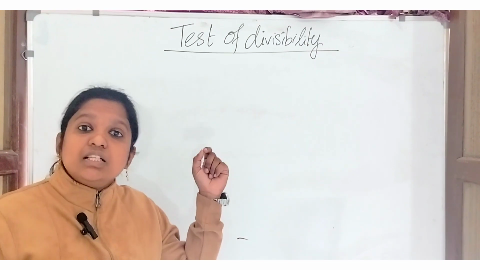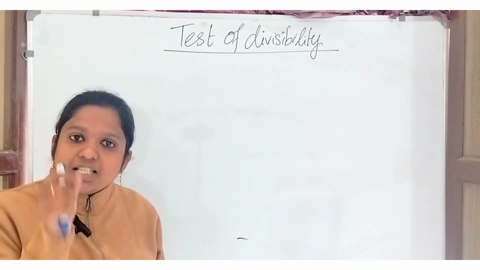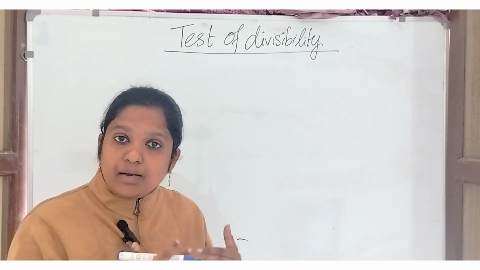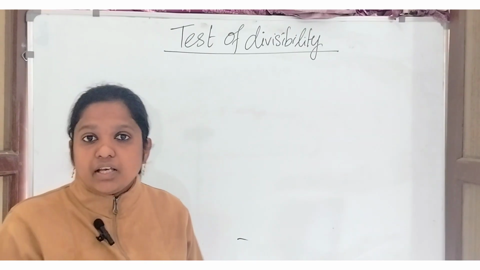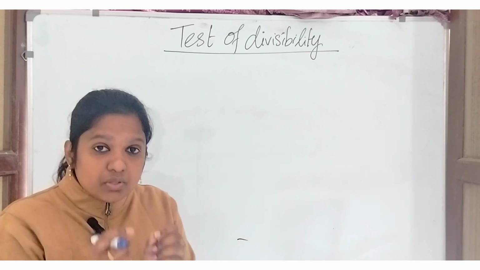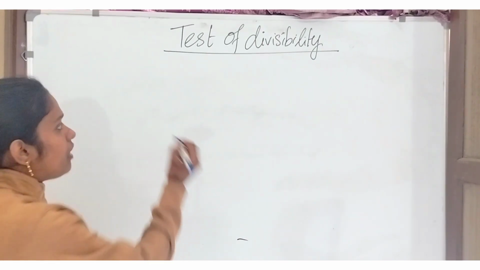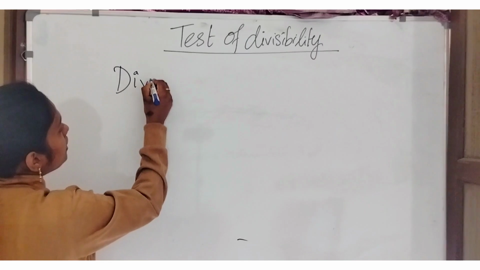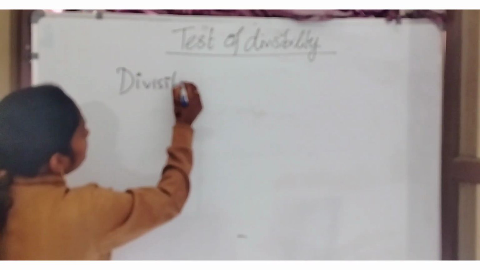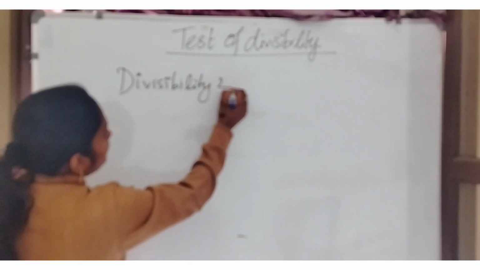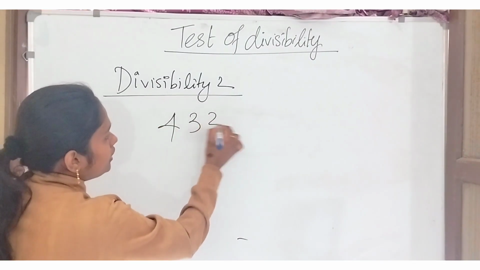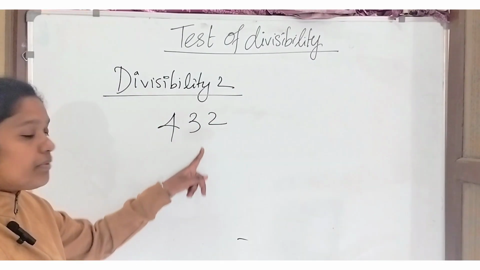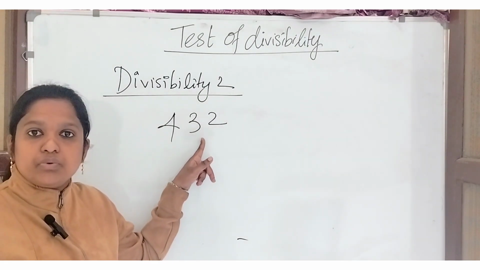Then why are we learning the divisibility test? The divisibility test helps us to check quickly whether the number is divisible by a given number or not. With examples, first we are going to check the divisibility of 2. If you see any number, for example 432, is this number divisible by 2 or not?